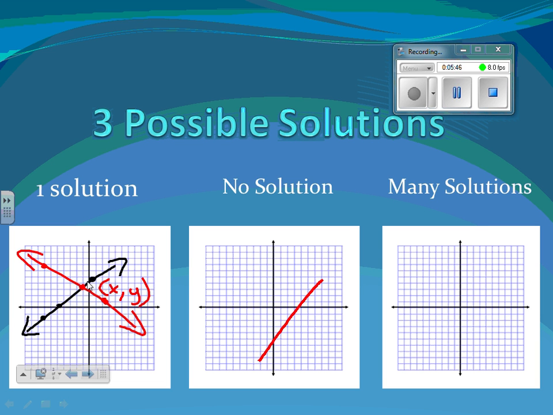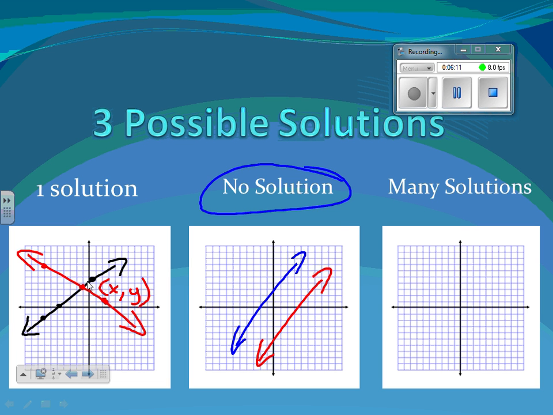What if I have one that looks like that? Where's all the answers for that line? On that line. Okay. And then if I have one that looks like that, where are all the answers for that line? On that line. So where's the point that works for the blue line and the red line? There's not any that works for both, right? So the answer is no solution.